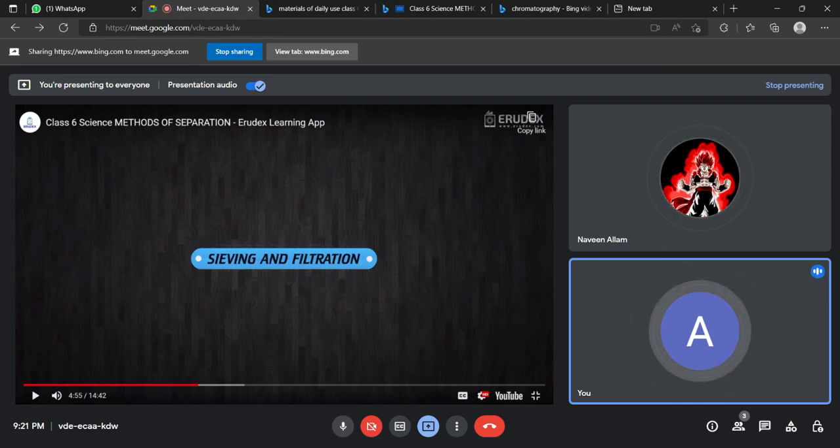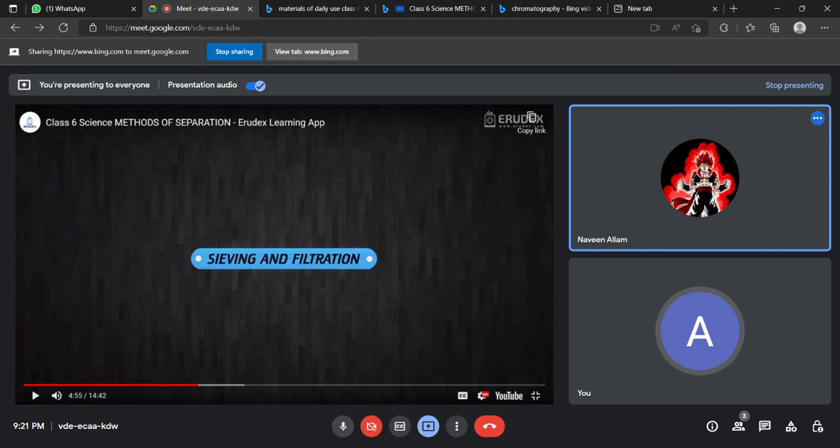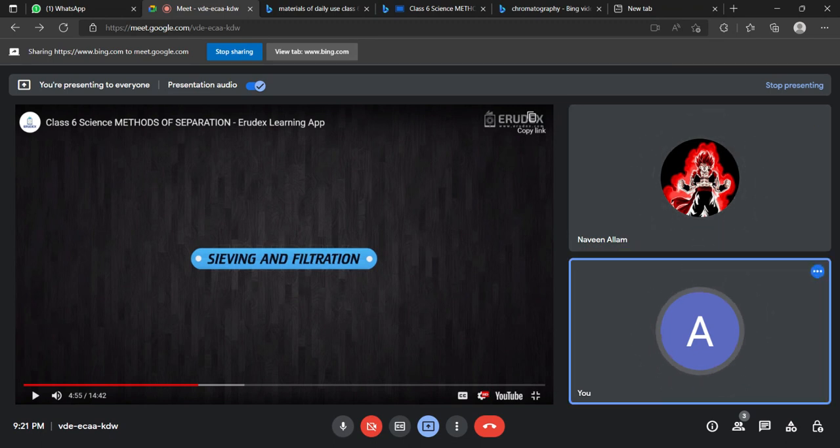Now, using the same principle, we have something known as the sedimentation process. What is the sedimentation process? The heavier particles of the mixture will settle down. Suppose I give you the example that I have been giving from the starting of this chapter. I give you a glass of water and I add tablespoons of sand in it.